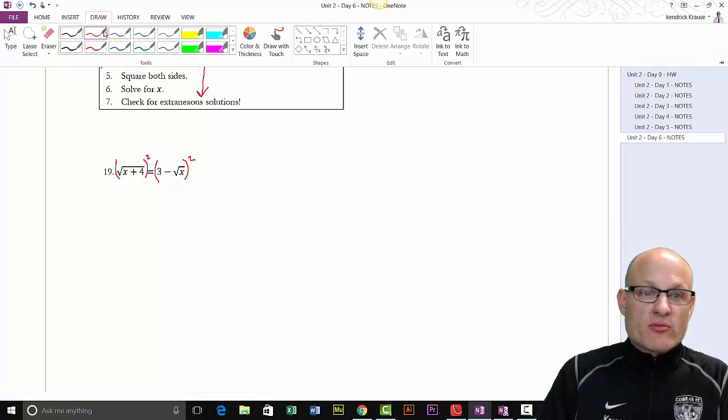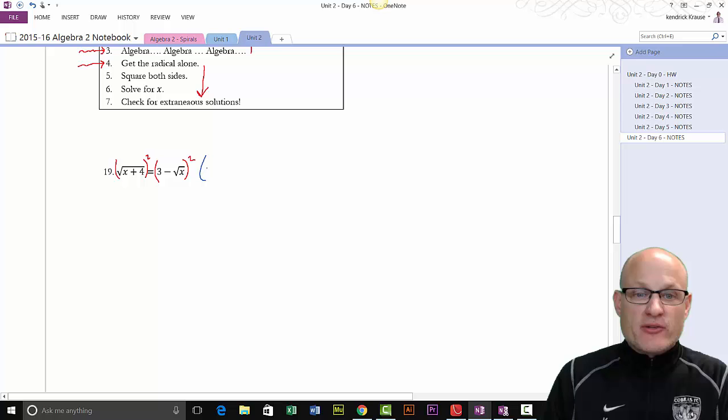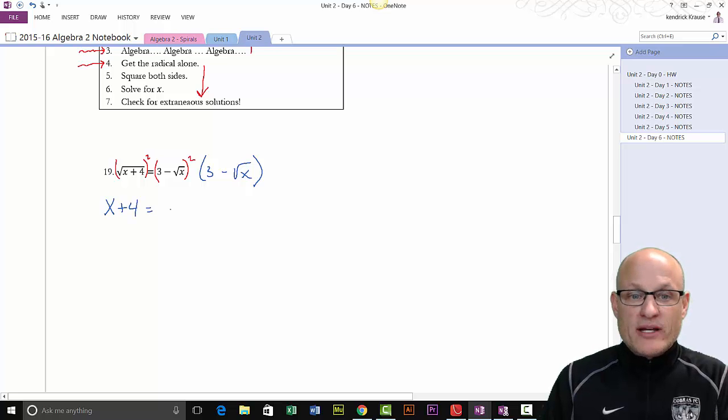Now, in this case, if I square the right side, let me throw this in a little parentheses. It really means 3 minus the square root of x times 3 minus the square root of x. On the left side, it's easy. It's just x plus 4. On the right side, though, we have to double distribute. So I get 9.